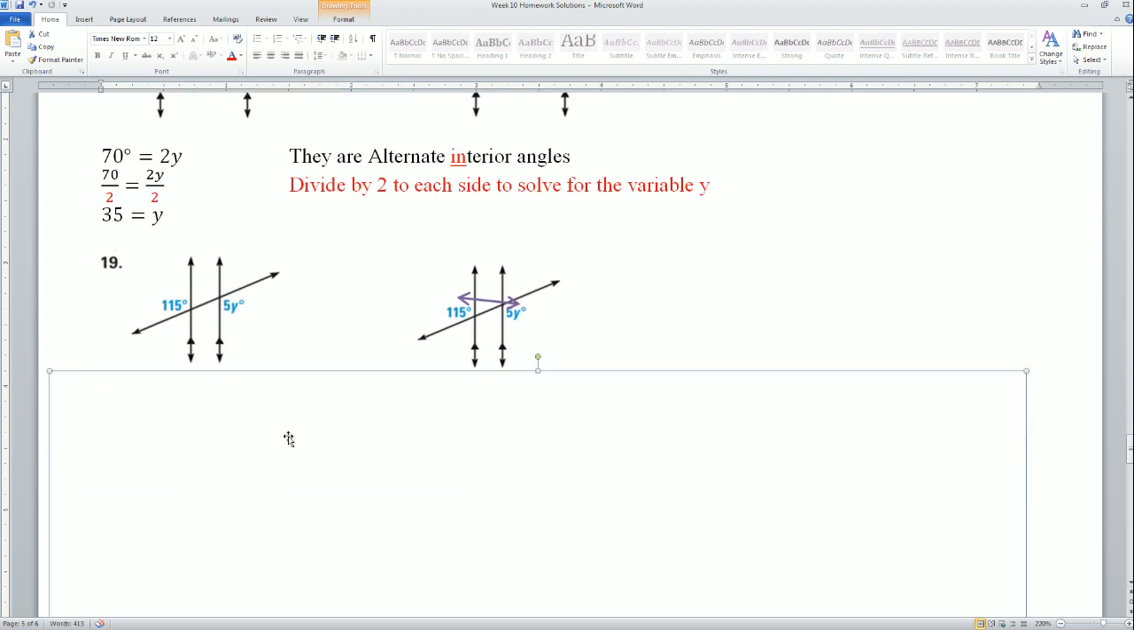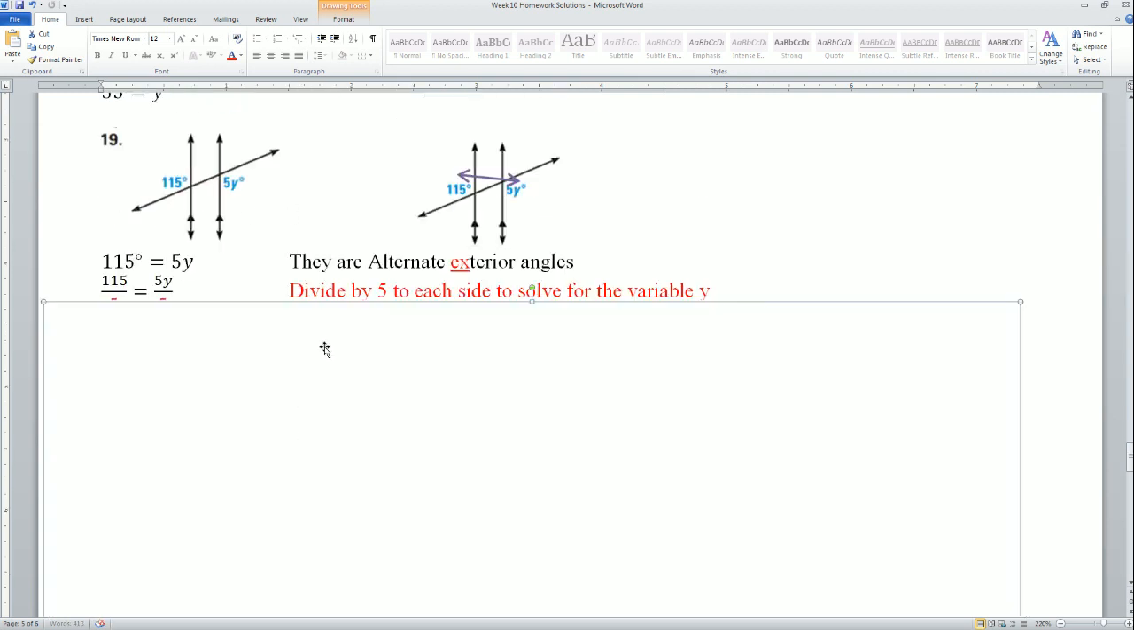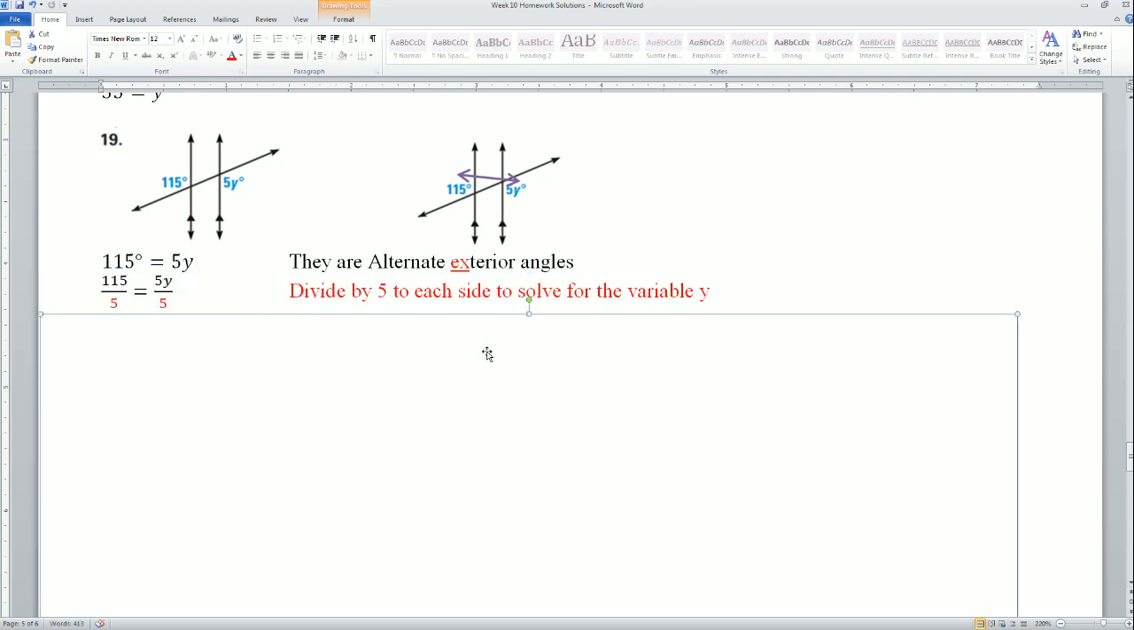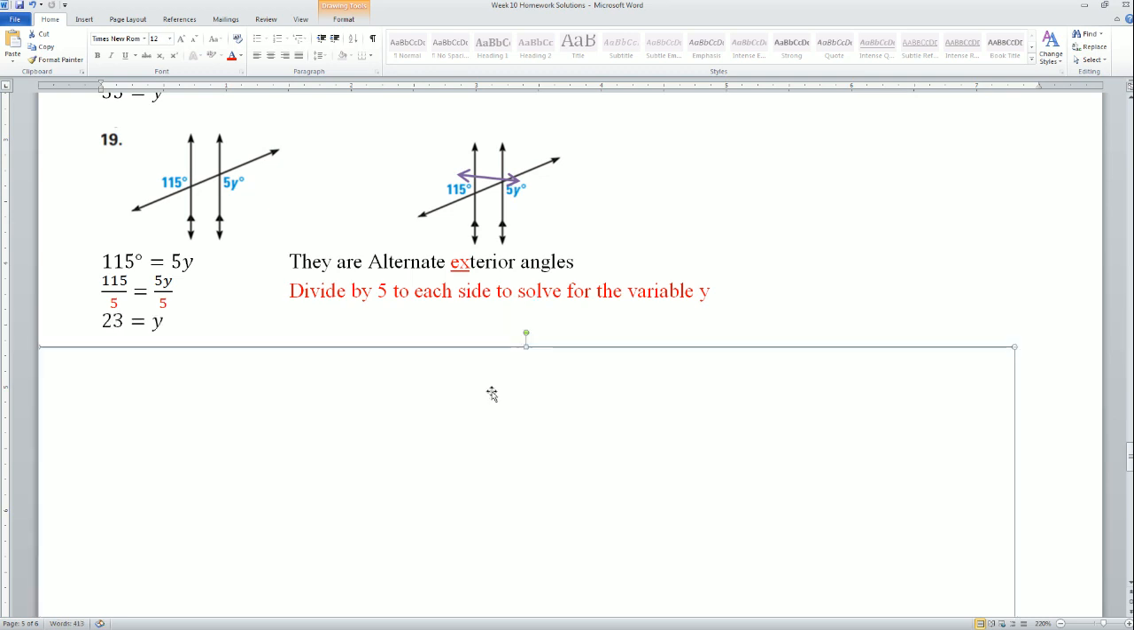Next. Okay, 19. How are these two related? They are alternate exterior angles. That means they are the same value, so I set them equal to each other. 115 is equal to 5y because of alternate exterior angles. My geometry is done. Let's do some algebra. Divide by 5 to both sides. Y is equal to 23.